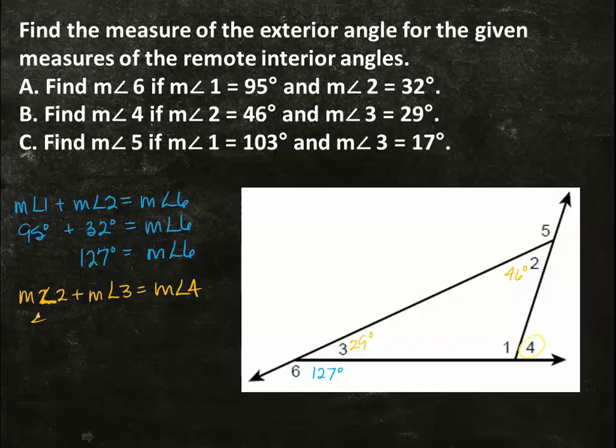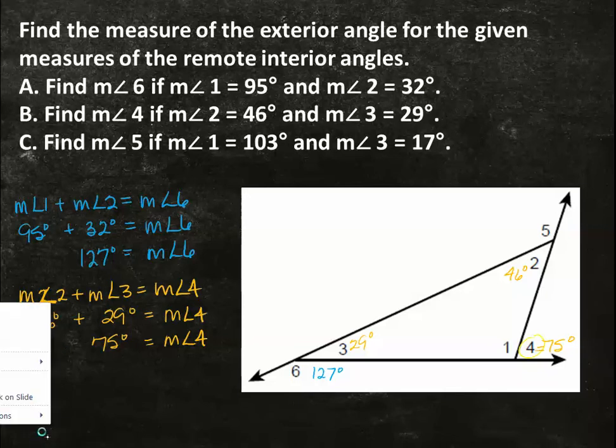Well, angle 2 is 46, angle 3 is 29, and I add those two together. Let's do this correctly: 46 plus 29 equals 75. There you go. And that's all you've got to write out here. Measure of angle 4 is 75 degrees.